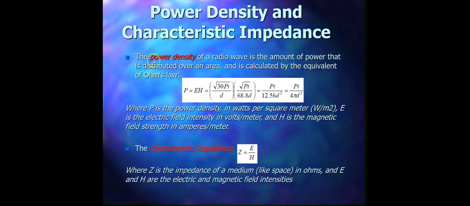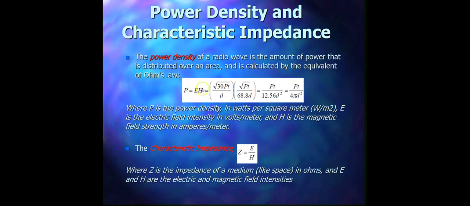Now next is the power density and characteristic impedance. Power density of a radio wave is the amount of power that is distributed over an area, and it is calculated by this formula, which is based on Ohm's law: P equals E times H. E, you already know, is the electric field intensity, and H is the magnetic field strength.